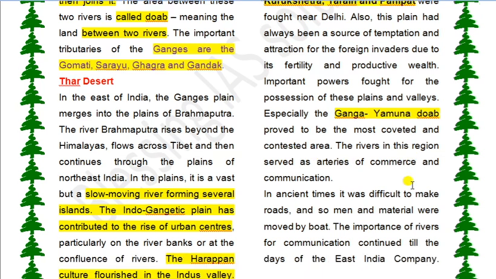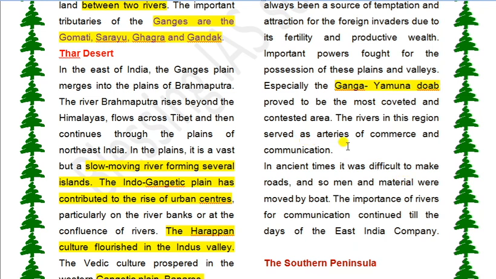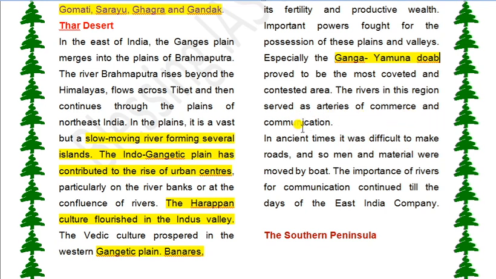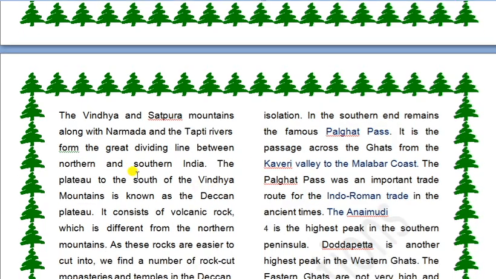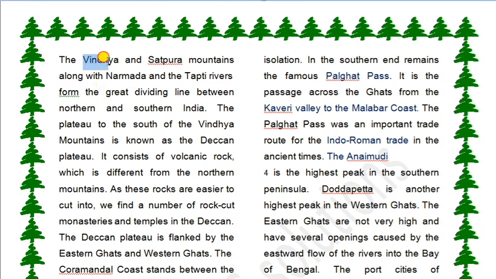areas, and the rivers in this region served as arteries of commerce and communications. In ancient times, it was difficult to make roads, and so men and materials were moved by boat. The importance of rivers for communication continued till the days of the East India Company. The southern peninsula, Vindhya and Satpura mountains, along with the Narmada and Tapti rivers, form the great dividing line between northern and southern India.